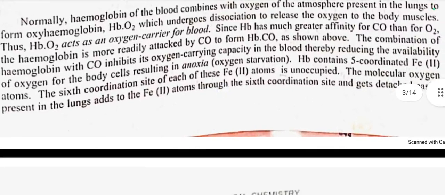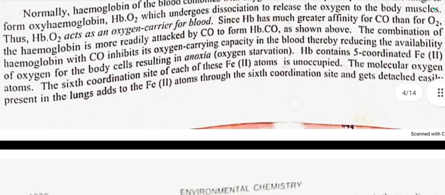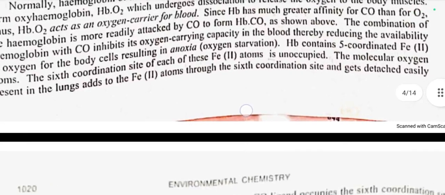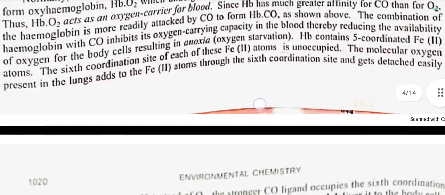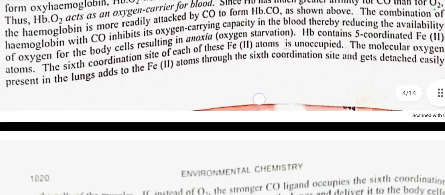Since Hb has much greater affinity for CO than for O2, the hemoglobin is more readily attacked by CO to form Hb.CO as shown above. The combination of hemoglobin with CO inhibits its oxygen carrying capacity in the blood, thereby reducing the availability of oxygen for the body cells, resulting in anoxia, oxygen starvation.